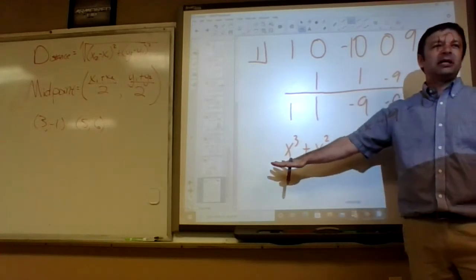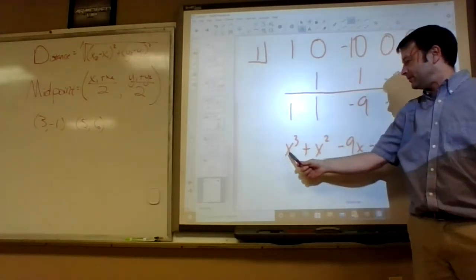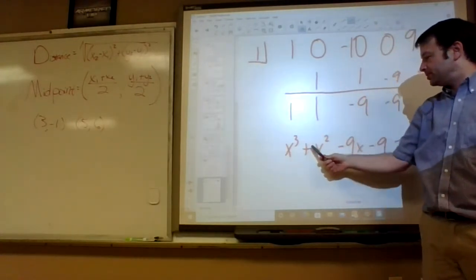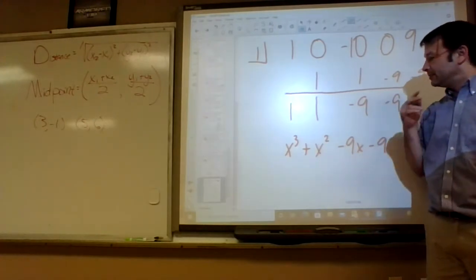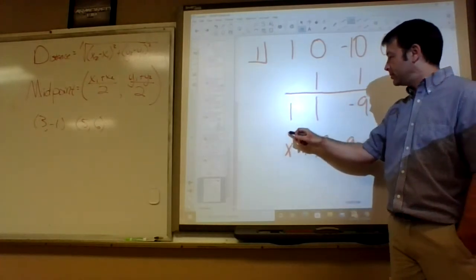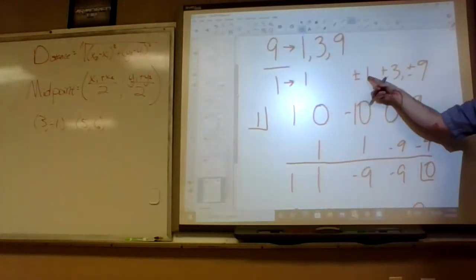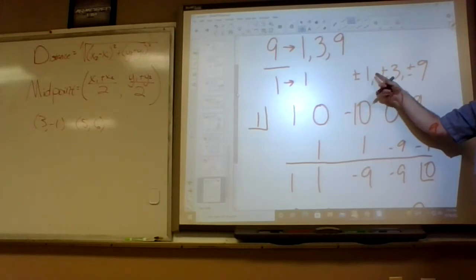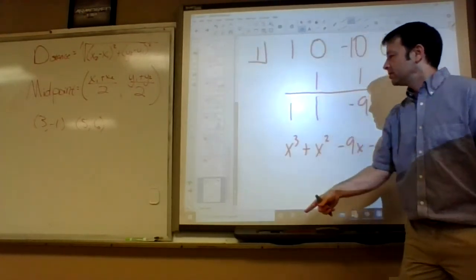So it's possible that 1 is a double root, not just a single root. So I'm going to see if I plug in 1 again, will it work? 1 plus 1 is 2 minus 9. No, that doesn't work. Maybe -1. If I plug in -1. So my options were these. I plugged in 1 and it worked. So now I'm trying some other. Wait, how would it work up there but not here?